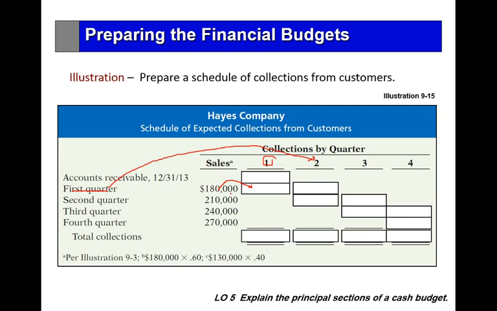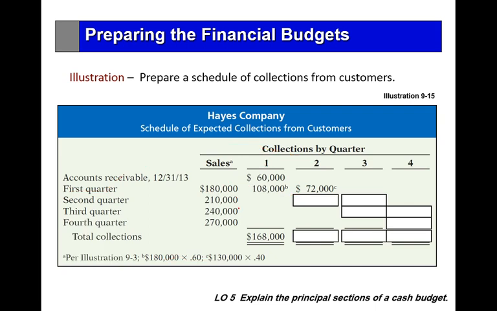Here we have 60% to collect in the first quarter and 40% to collect in the second quarter. If we go ahead with this amount, 180,000 multiplied by 60%, we have 108,000. The rest of the 180,000 is 40%, which we expect to collect in the second quarter. Then 180,000 multiplied by 40%, or 180,000 minus 108,000, we have $72,000.